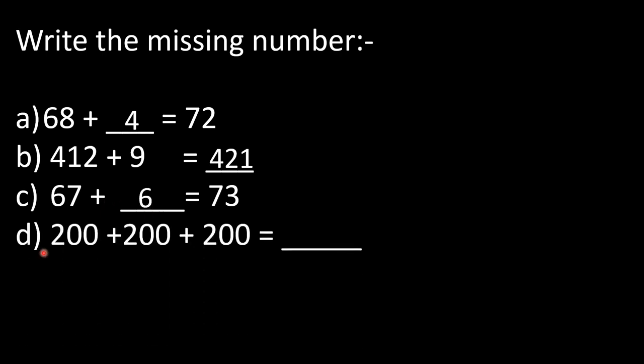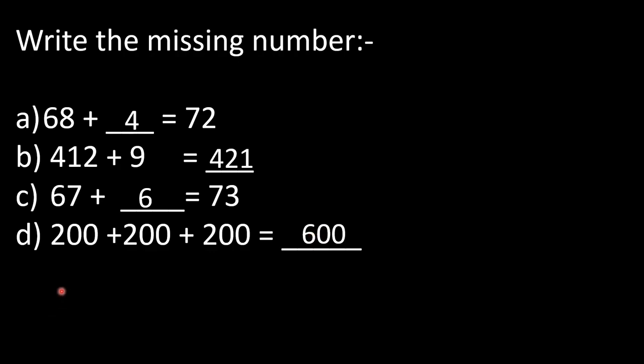Now in D part, 200 plus 200 plus 200 is equal to dash. So here 2 plus 2, that is 4. 4 plus 2, that is equal to 6. So our answer is 600. Okay, so we will write 600 here.